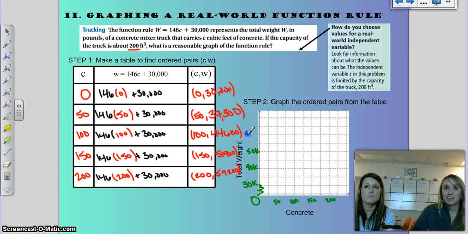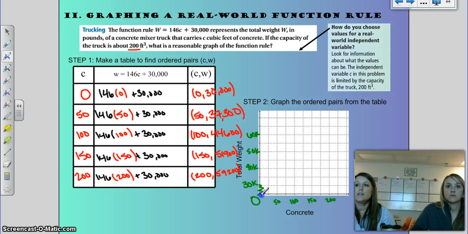Instead of putting the K's, guys, I could have put thousands in my label. I just ran out of room. Then I'd only have 30, 40, 50, 60 there. So now we just plug and chug. 0 gives me a weight of 30,000.